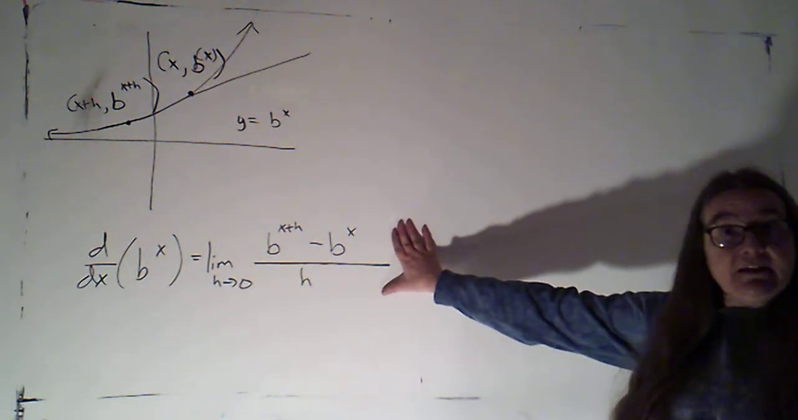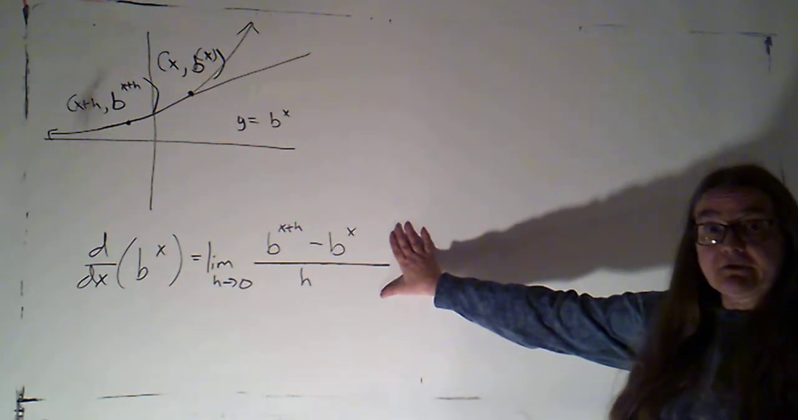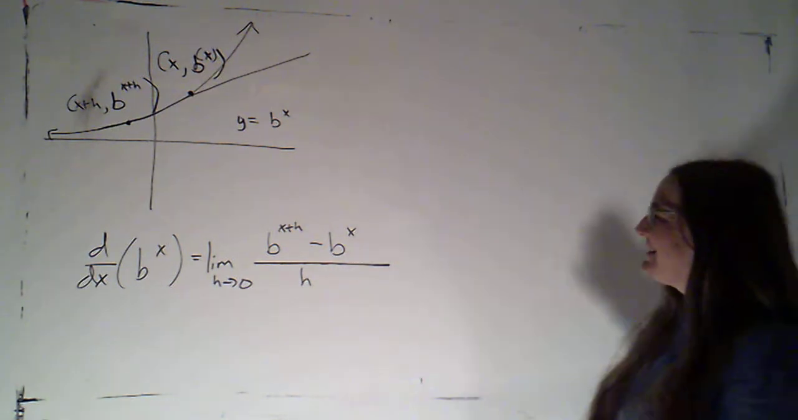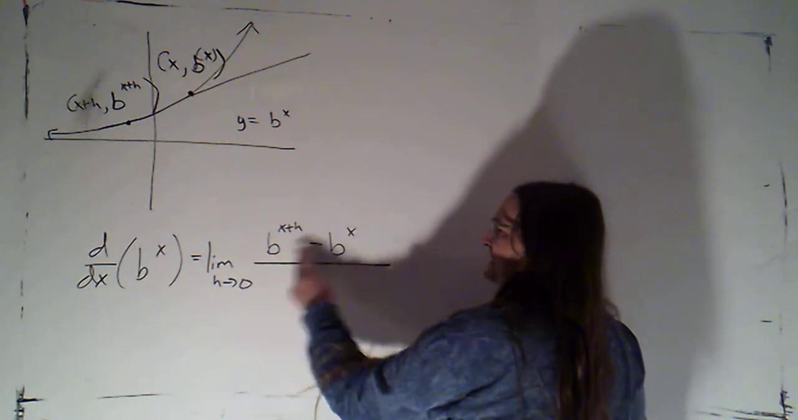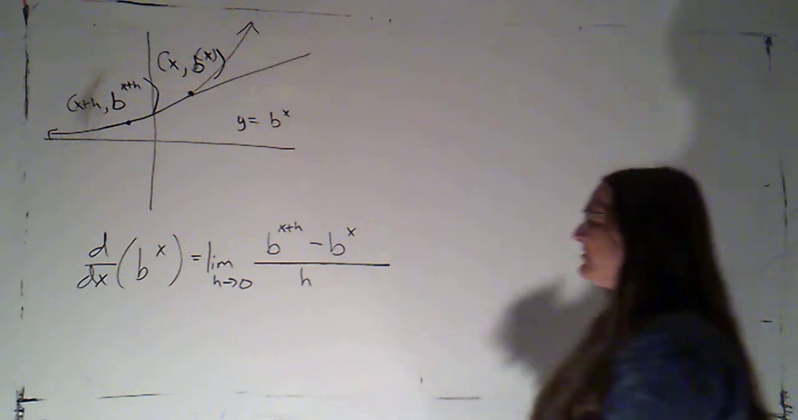Now, this is an indeterminate form. Top and bottom both go to 0. Clearly the bottom does. If h were 0, this becomes b to the x minus b to the x. That's going to 0 as well.